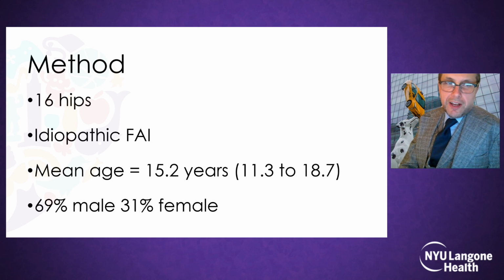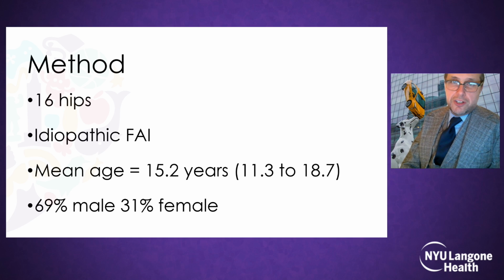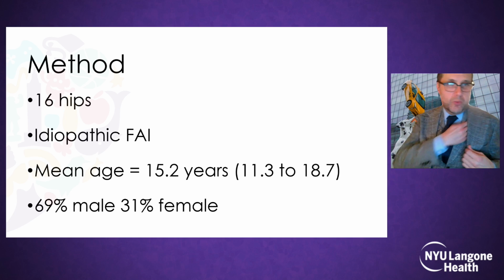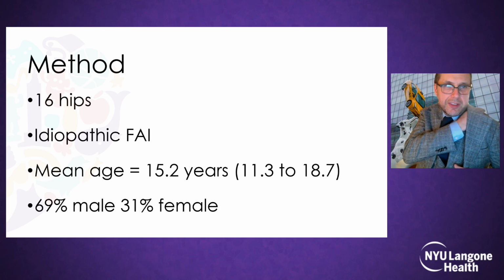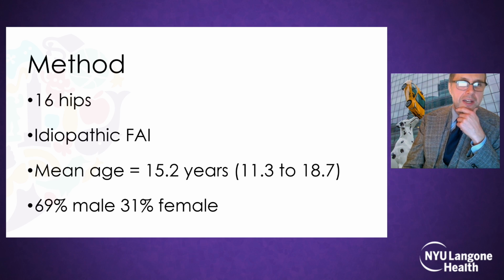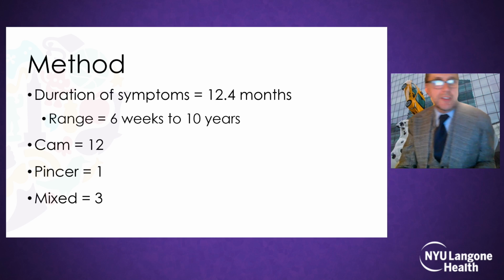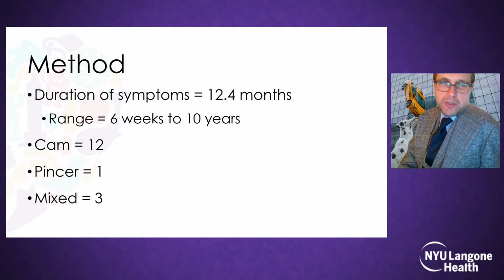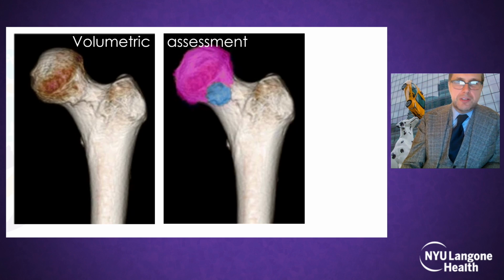So idiopathic FAI in adolescents is not uncommonly caused by conditions such as slipped upper femoral epiphysis. And we've now done this for 16 hips, which is a relatively small series, but using this method, we can accurately measure how much resection is being taken. The mean age was 15 years, and most of these were male. And most had had symptoms for around a year, ranging from as little as 6 weeks to up to 10 years. Most of these were CAM-type impingements. One was pure pincer, and there were 3 mixed types of impingements.